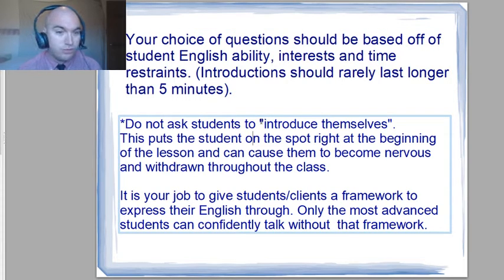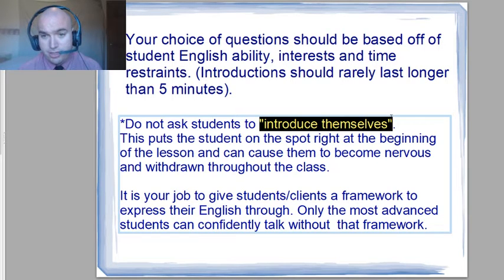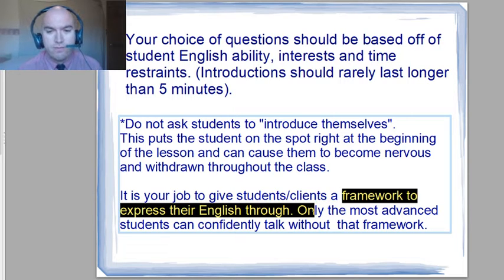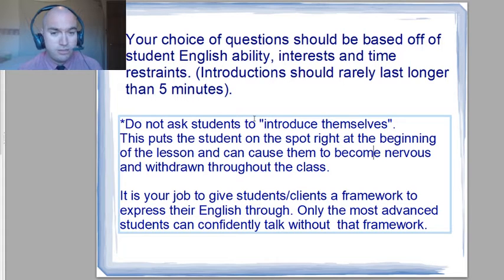Here's a point that you should remember. Do not ask students to introduce themselves. This is a lazy question. Okay, this question does not provide any structure for your students, and your lower level clients will hate this question. Your mid-level clients might be able to answer it, but they still won't like it. Okay? Try to provide a framework for your students to express their English through. This question provides nothing but headaches.